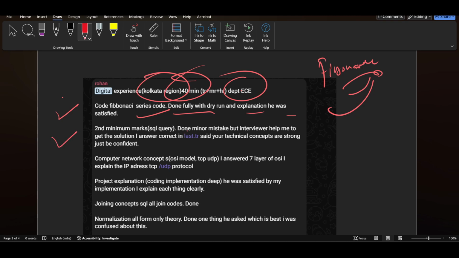Second, minimum marks SQL query. Done with a minor mistake, but the interviewer helped me get the solution, and I answered correctly in the end. TR said your technical concepts are strong, just be confident. So this is what TR said.